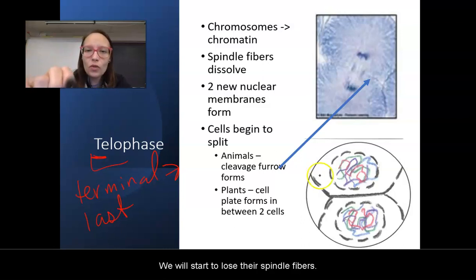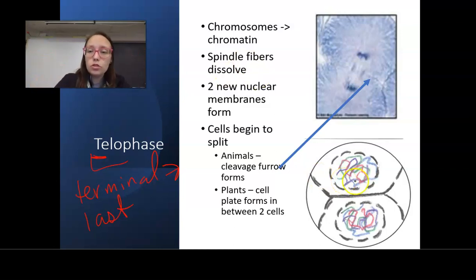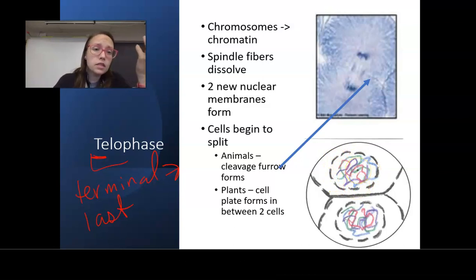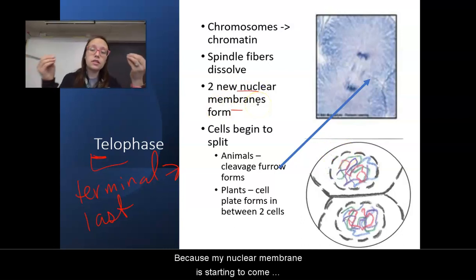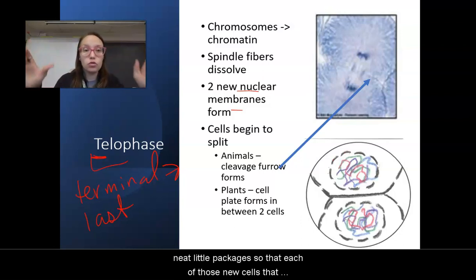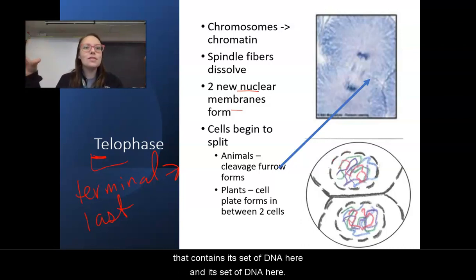So we'll start to lose those spindle fibers. Notice you're not seeing any spindle fibers here. Well, that's because they start to degrade. We don't need them anymore. Notice these dotted lines. That's because my nuclear membrane is starting to come back. I'm starting to rewrap those chromosomes into nice, neat little packages so that each of those new cells that will be a result of this process will have a new nucleus that contains its set of DNA here and its set of DNA here.